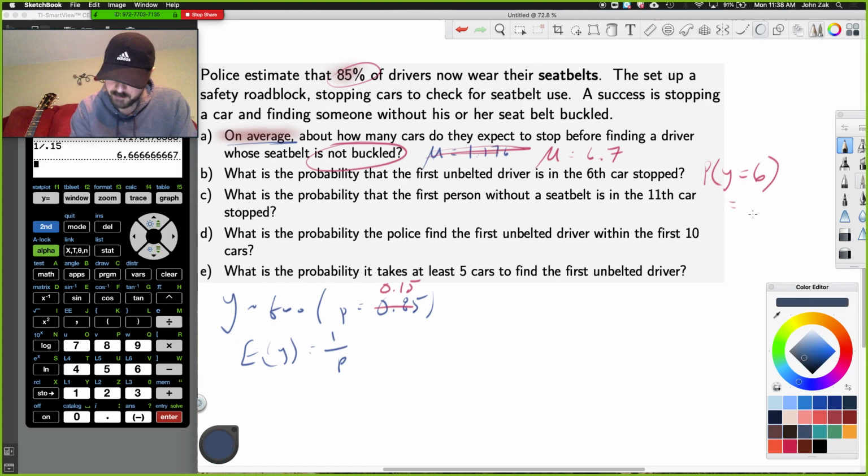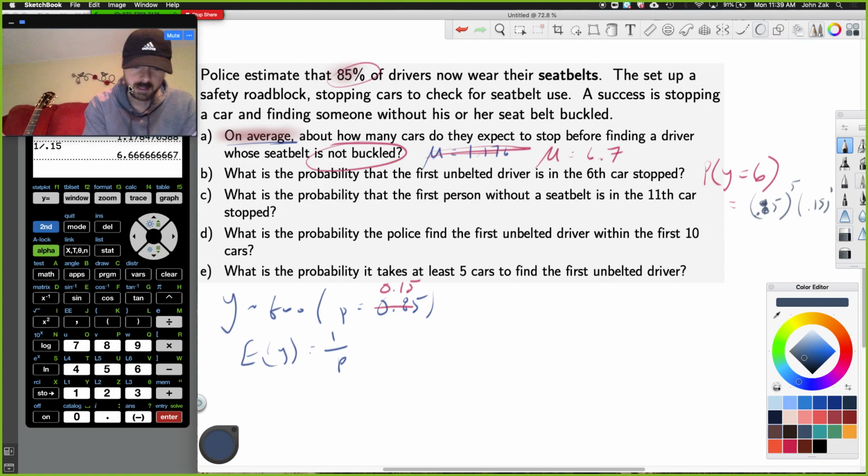That would mean I have 1 minus 0.15, which is 0.85, right? These are all the belted drivers. And that should be to the fifth power, times 0.15 to the first power, because I have 5 cars of people wearing their seatbelt the way they should, and then I finally have one that doesn't.